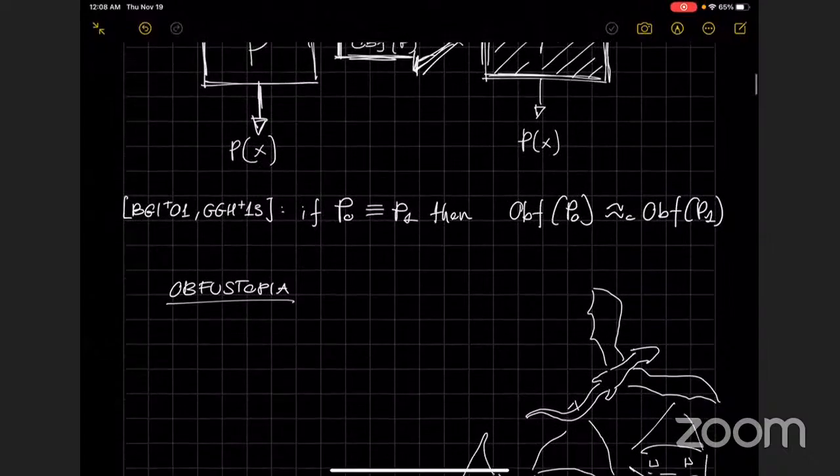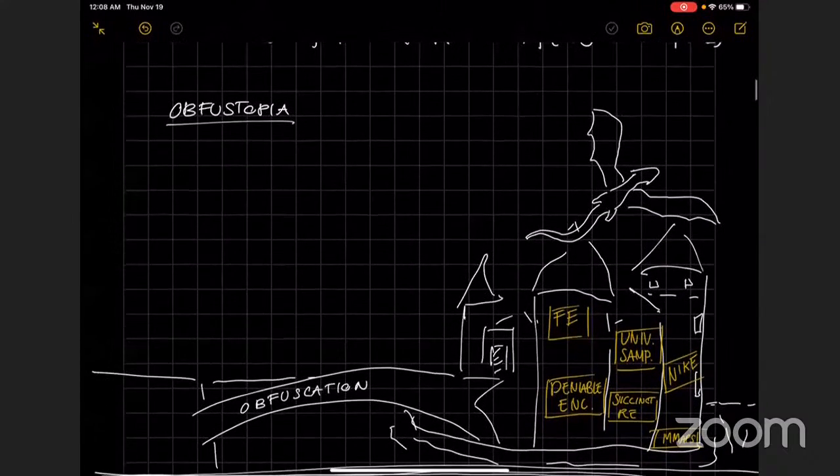And here is my poor attempt to draw the land of amazing primitives that obfuscation brings us to. In particular, currently, obfuscation is the only way we know how to construct things like universal samplers, functional encryption, non-interactive key exchange, multilinear maps, and so on. These are probably of interest to cryptographers. But besides that, obfuscation is a very fundamental primitive, and it has been said that it's like the crypto-complete primitive. So once you have obfuscation, you basically have most of the developments in cryptography up to polynomial factors.